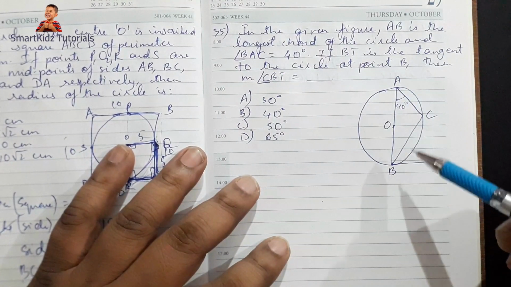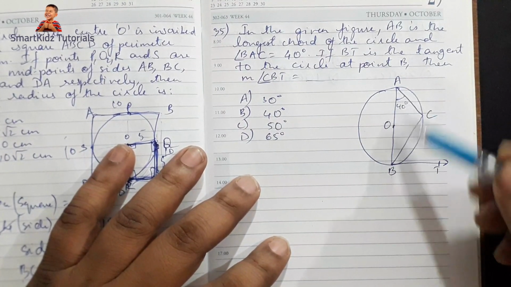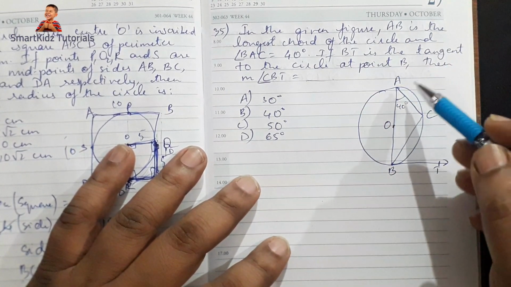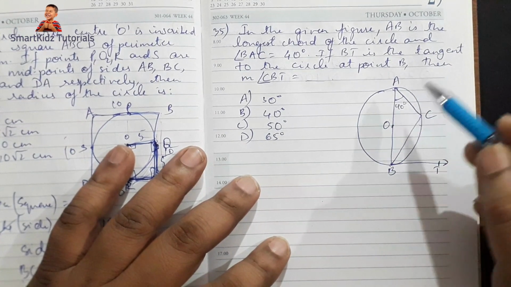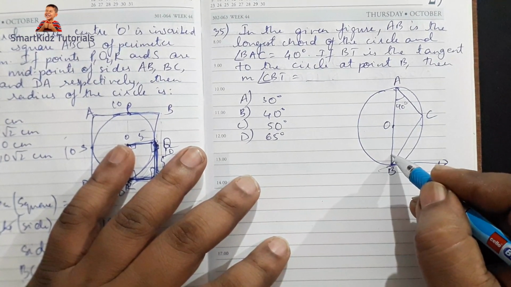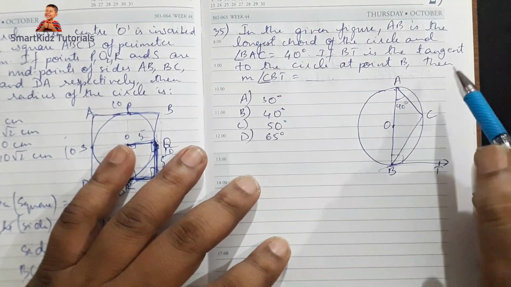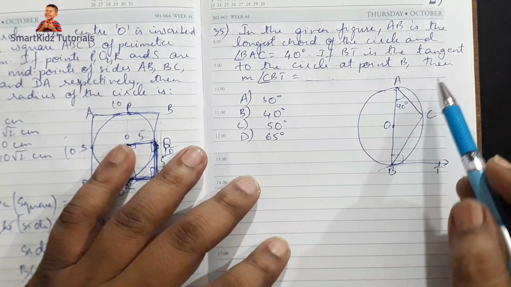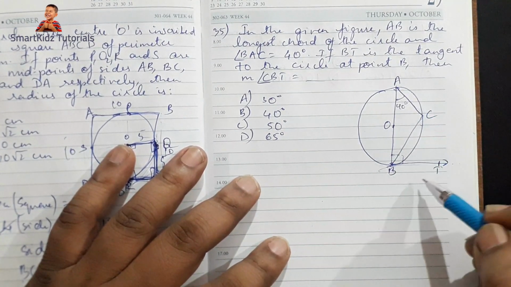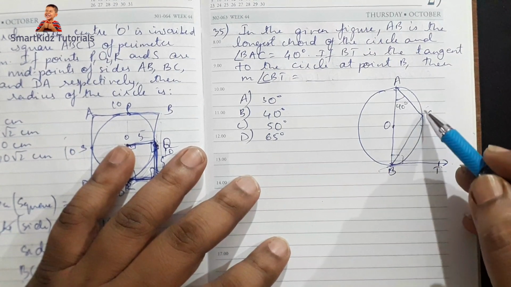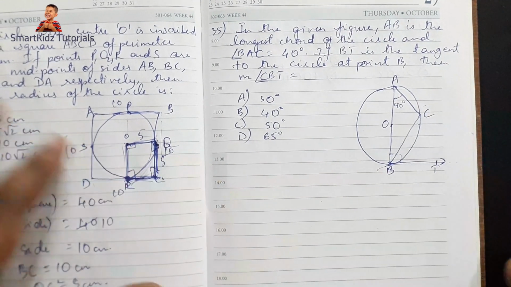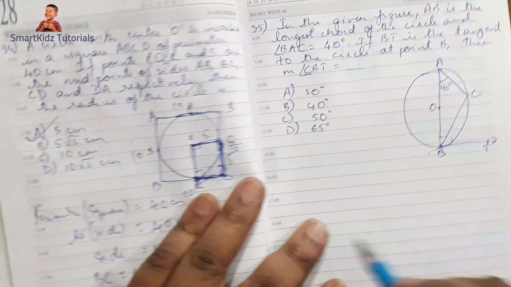Next question. In the given figure, AB is the longest chord of the circle, which makes it also the diameter of the circle. The longest chord of the circle is the diameter. And BAC is 40 degrees. If BT is the tangent, that means this full thing has to become 90 degrees to the circle at point B, then angle CBT. So we need to find CBT. So we know this ABT should be 90 degrees. If we can find out ABC, then we will be able to get CBT. So let's find out ABC first.